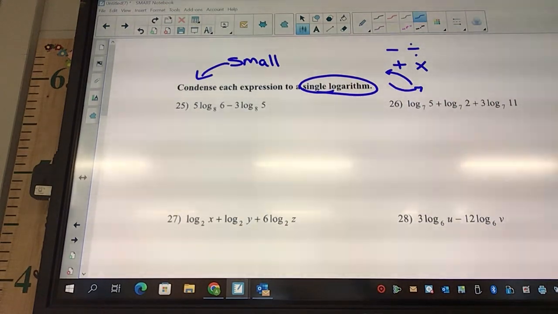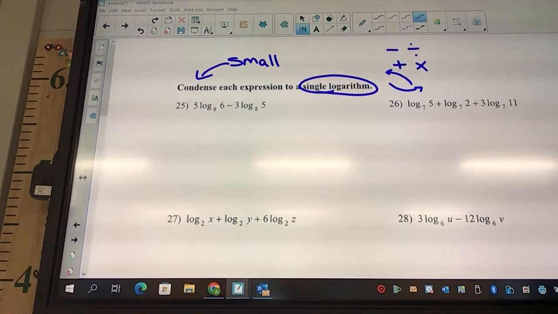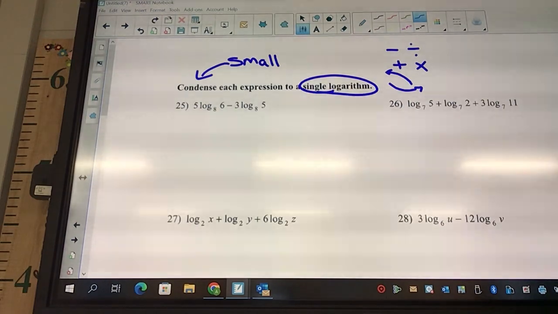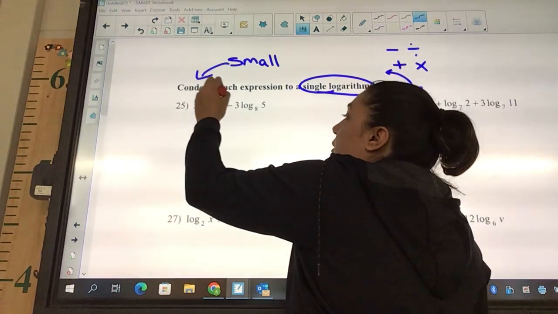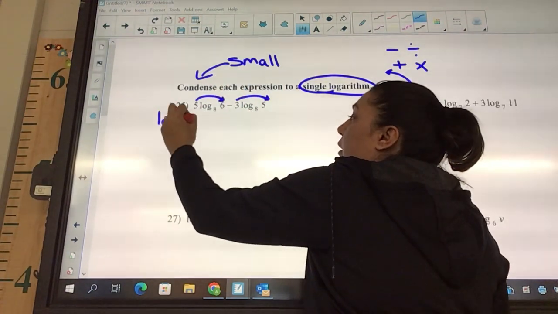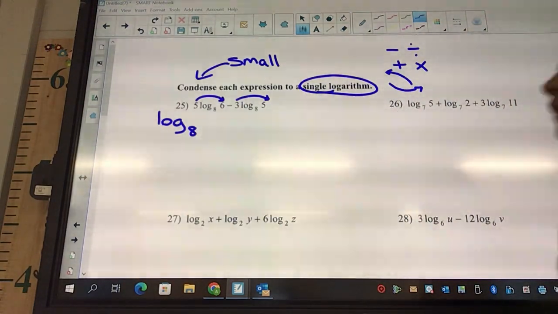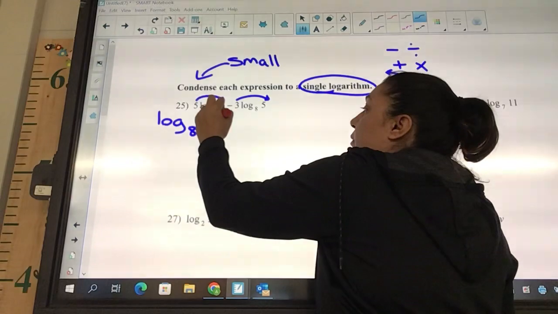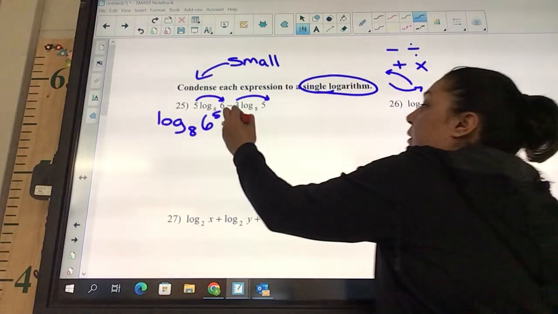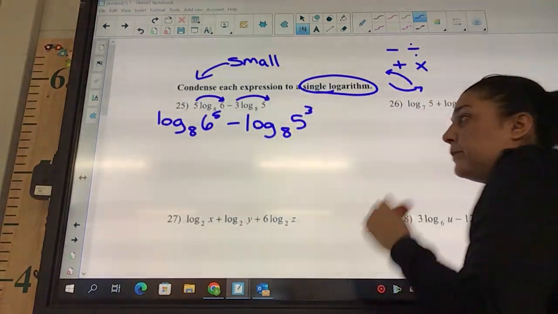Because we're making these a single log, we need to move stuff. So, what needs moved first? 5, 6. The 5 needs to move to the 6, okay? Same thing with the 3. So this is gonna look like log 8, and again, that 8 should be small, okay? Log 8 of 6 to the 5, and that 5 should be small, okay? Minus log 8 of 5 to the 3rd.